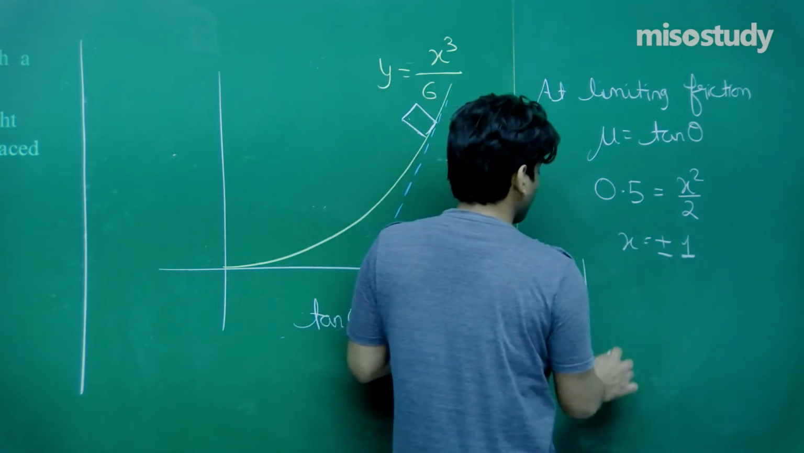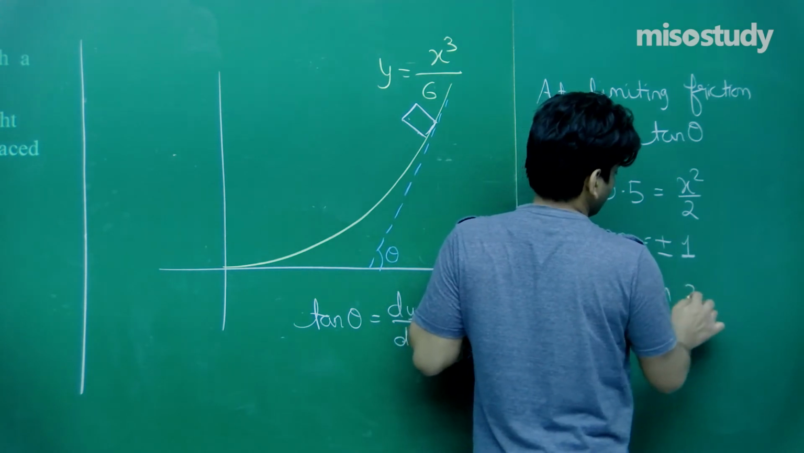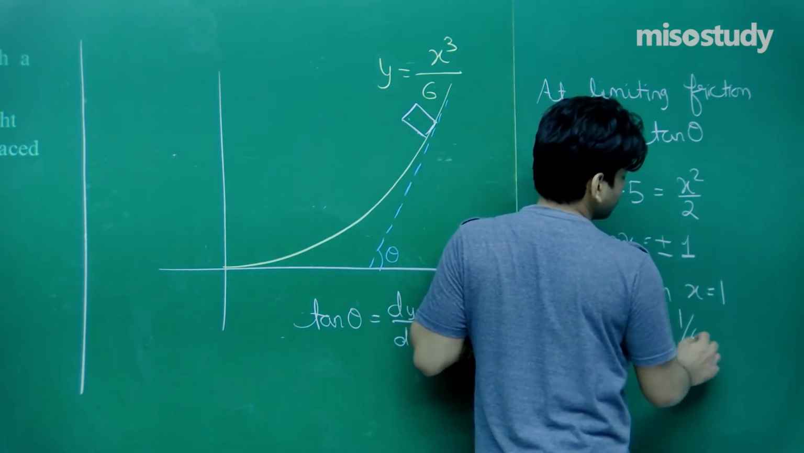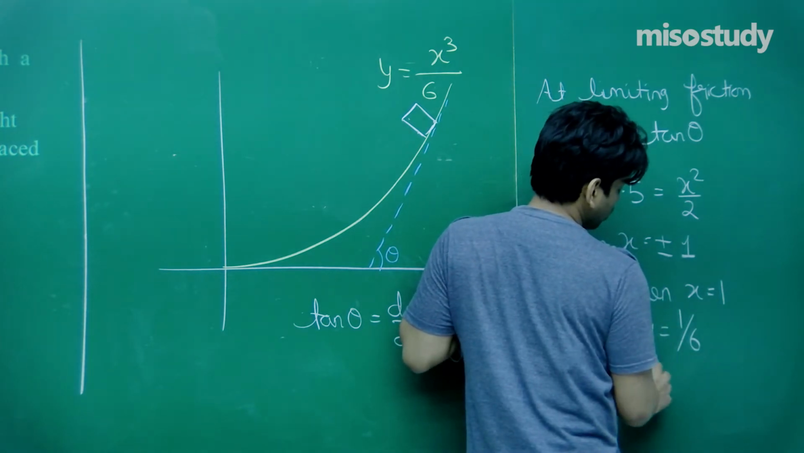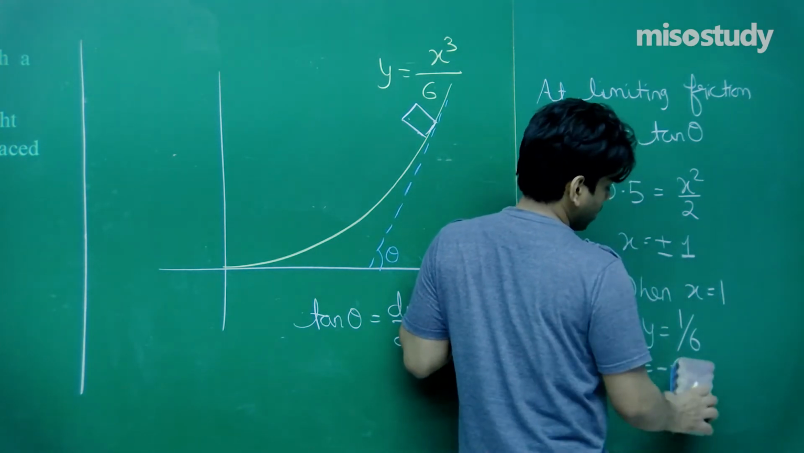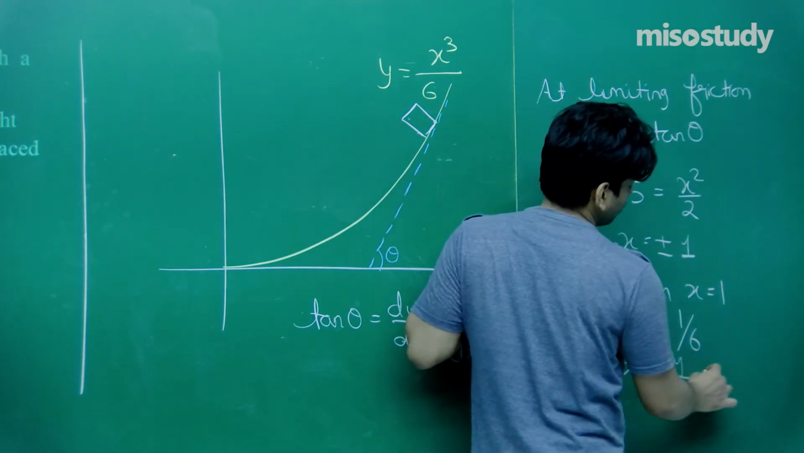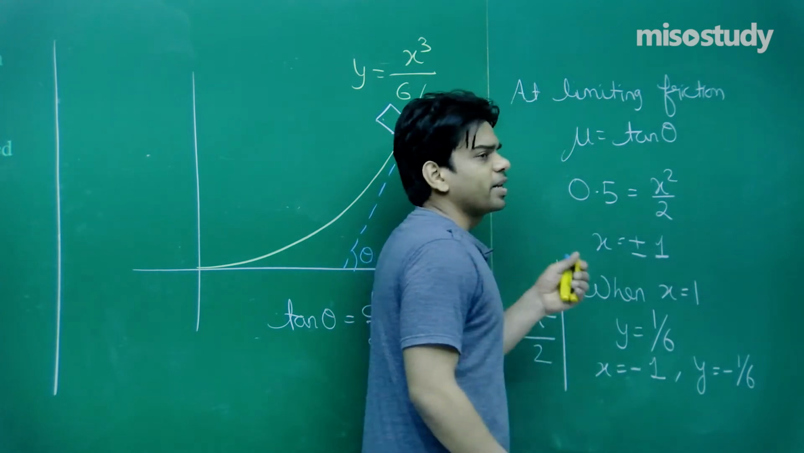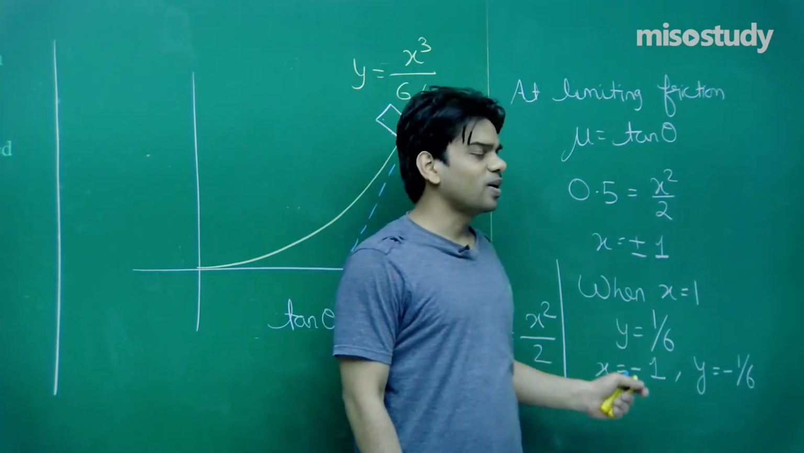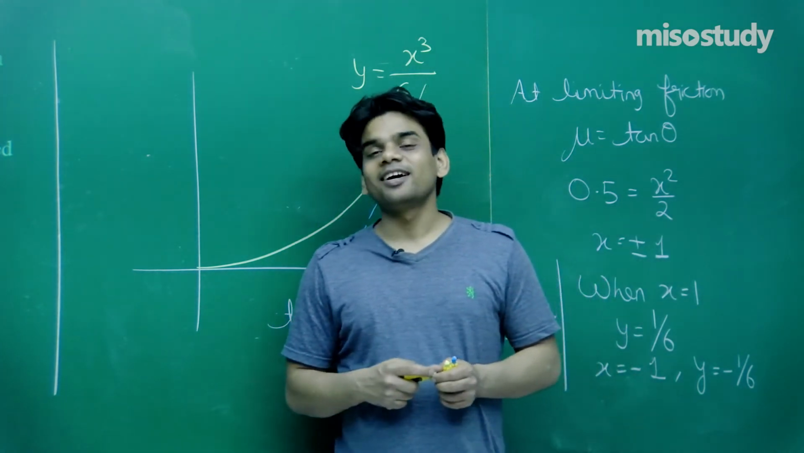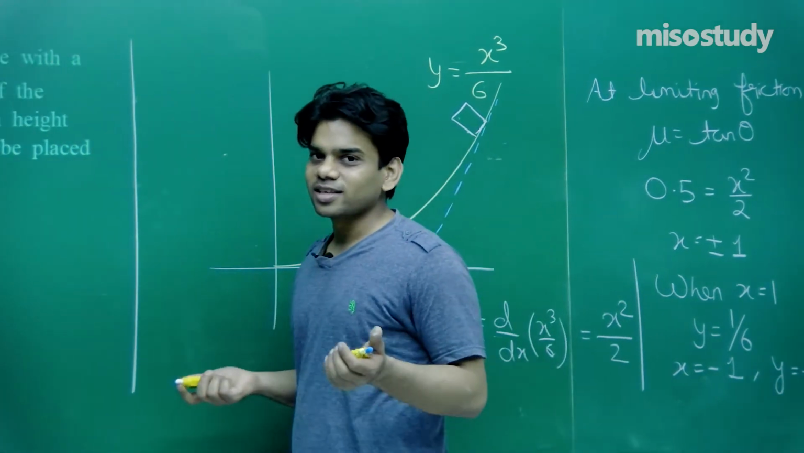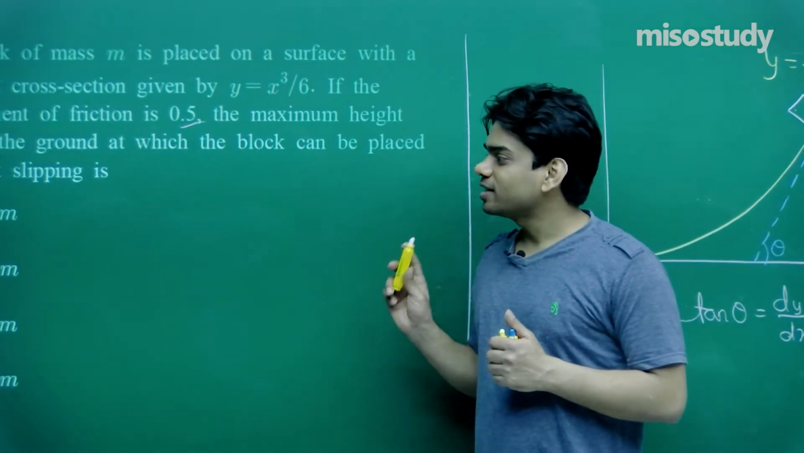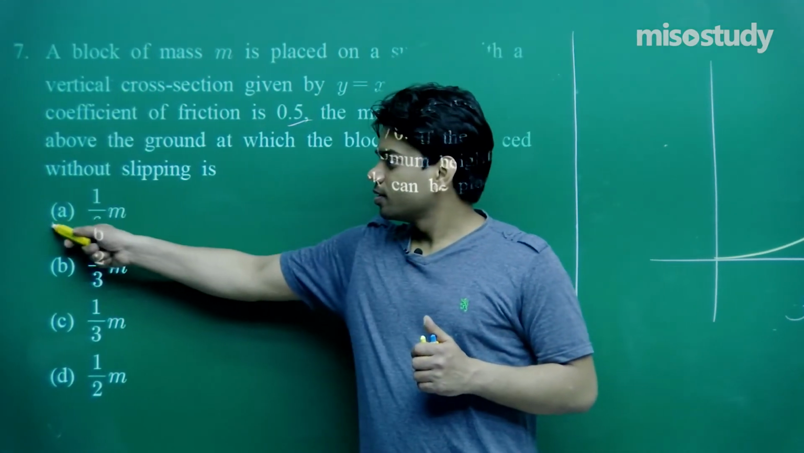When x equals plus 1, y will be simply x cubed by 6, that is 1 by 6. When x is equal to minus 1, y will turn out to be minus 1 by 6. Minus 1 by 6 is not a possibility, the only possibility is y equals 1 by 6. So at a height of, what is y? y is actually giving us a height. At a height of 1 by 6 meter, the body is not going to slip.